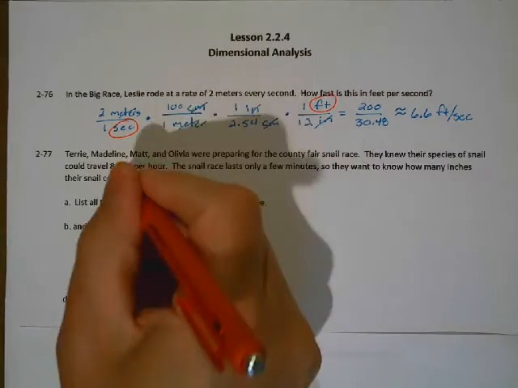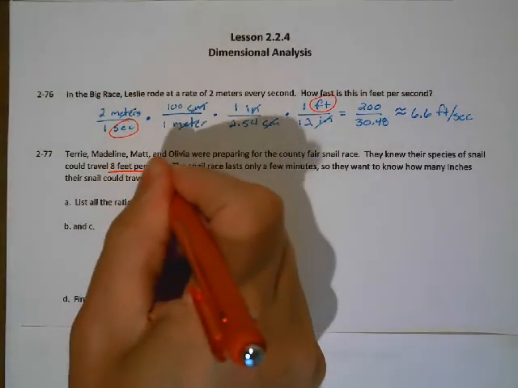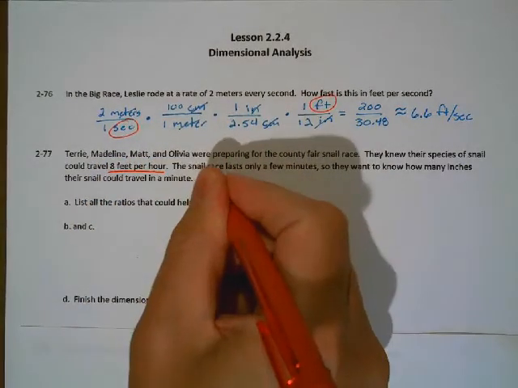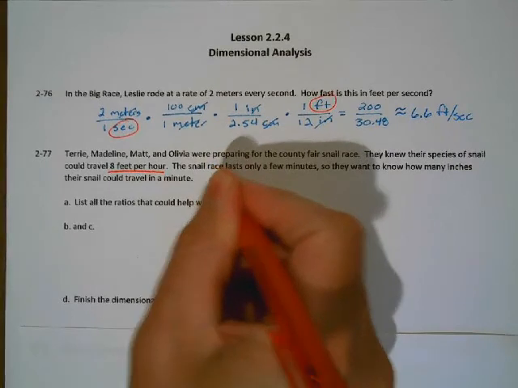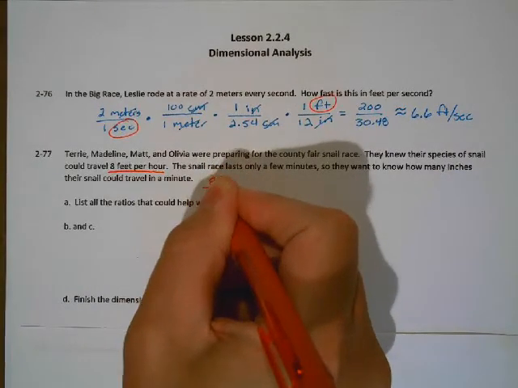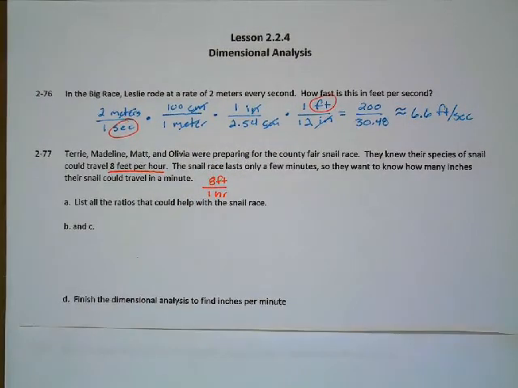All right, 8 feet per hour. I'm thinking that's a unit rate. That would be 8 feet over 1 hour. All right, but the snail race lasts only a few minutes, so they want to know how many inches their snail can travel in a minute. So they want to convert from 8 feet per hour to inches per minute.